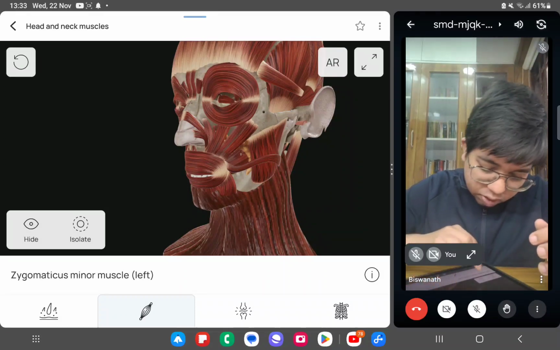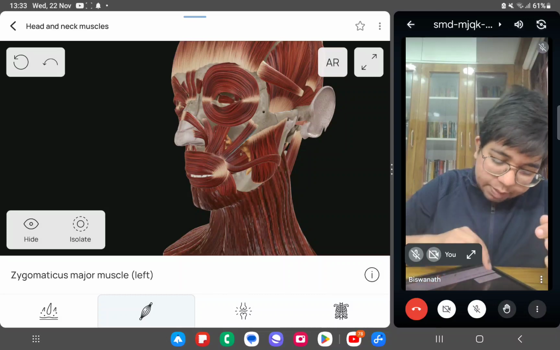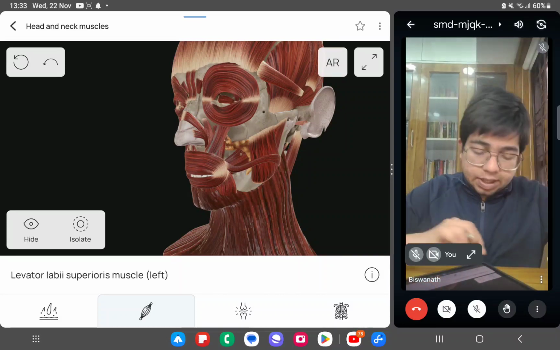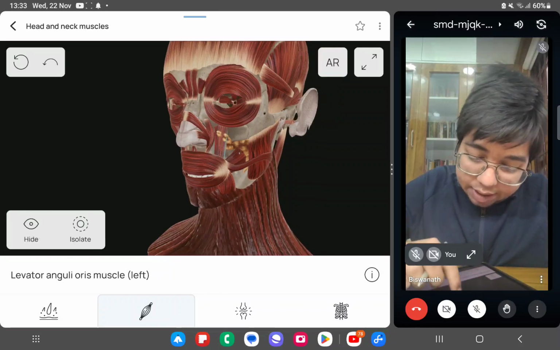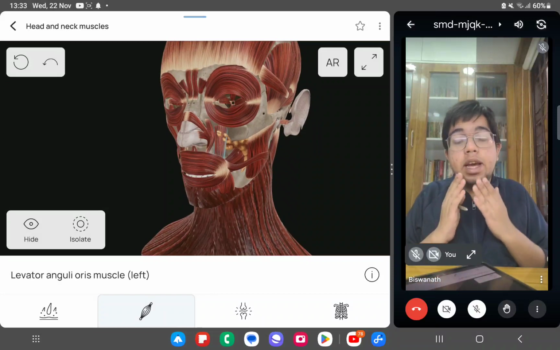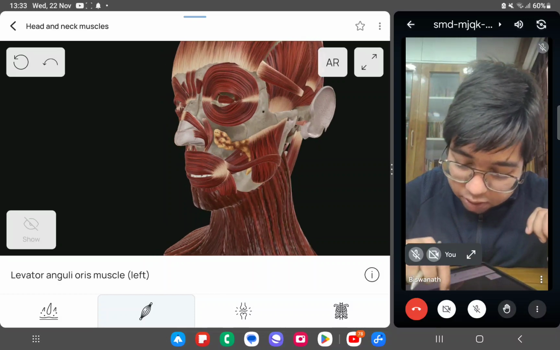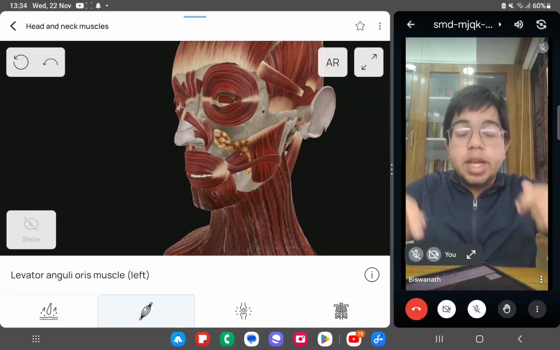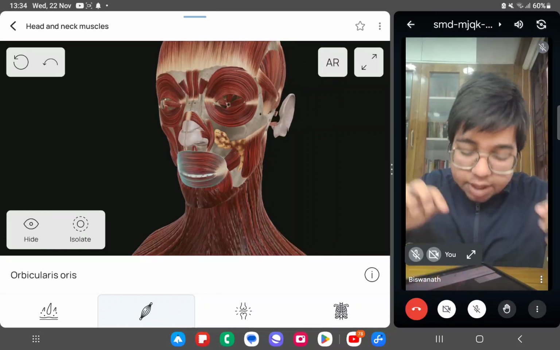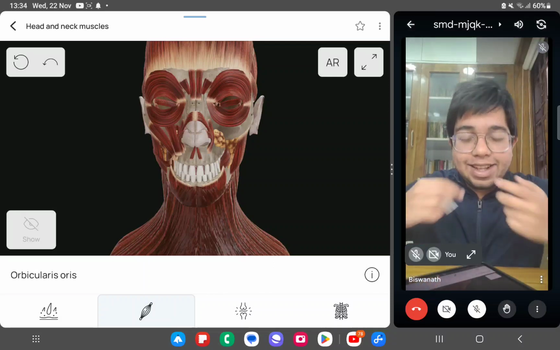Let me hide the muscle, and this is your levator labii superioris. Let's hide this muscle also, and this one is the levator anguli oris, which lies deep to the zygomaticus major and minor muscles. Hiding this also. The transverse muscle which is used for grinning is your risorius. This one is the risorius, so hiding this also. Let's hide the orbicularis oris. You can see the teeth like this, seeming funny.